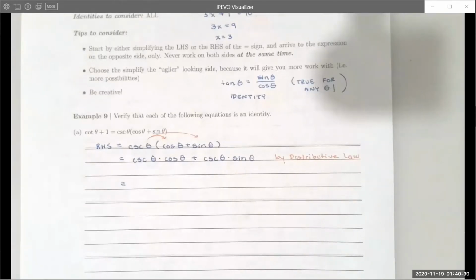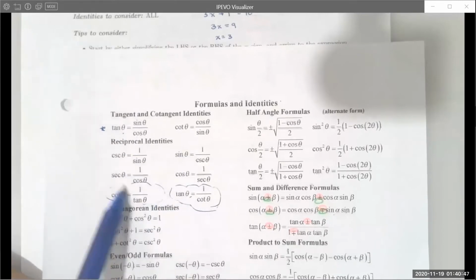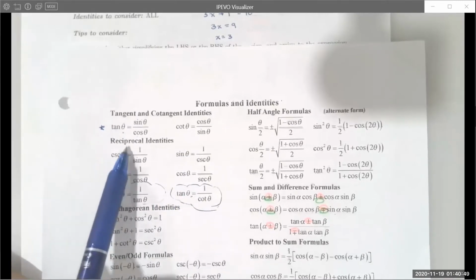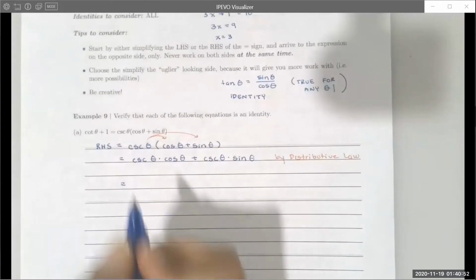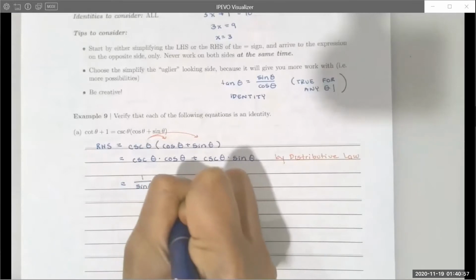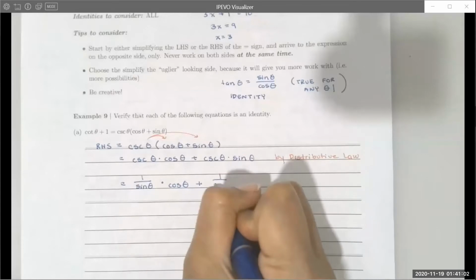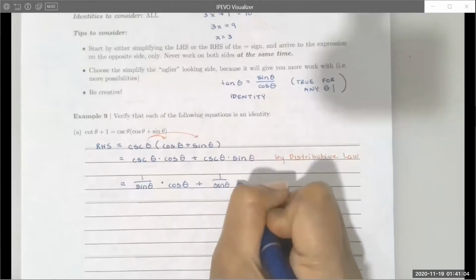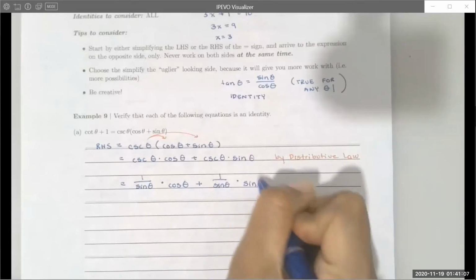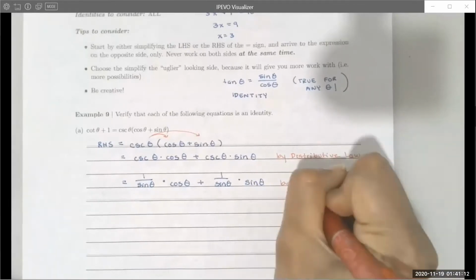So what do I mean by that? Well, cosecant we know is 1 over sine of theta, right? And if you ever forget, you have these reciprocal identities up at the top on the left column as well. Cosecant theta is 1 over sine theta. So that's what I'm going to write here. Cosecant theta is 1 over sine theta, and then I have the times cosine theta that I'm bringing down, plus 1 over sine theta, that's for the cosecant, and then times sine theta that I'm bringing down. This is by the reciprocal identity for cosecant.